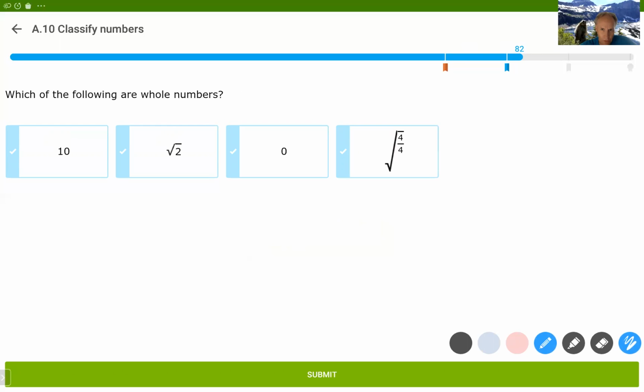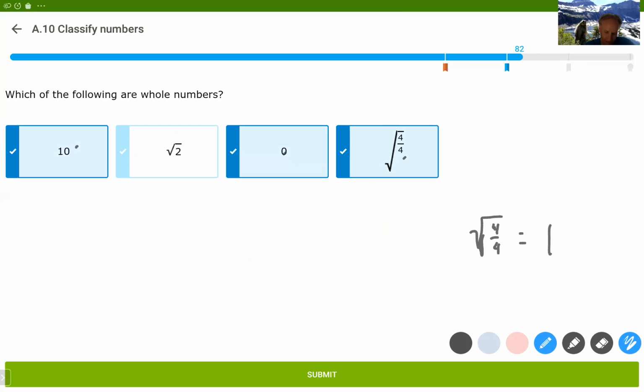Which of the following are whole numbers? Now, this one's a little ugly looking, but this is the square root of 1. So it's a whole number, as is the 0, as is the 10. The square root of 2 is not.